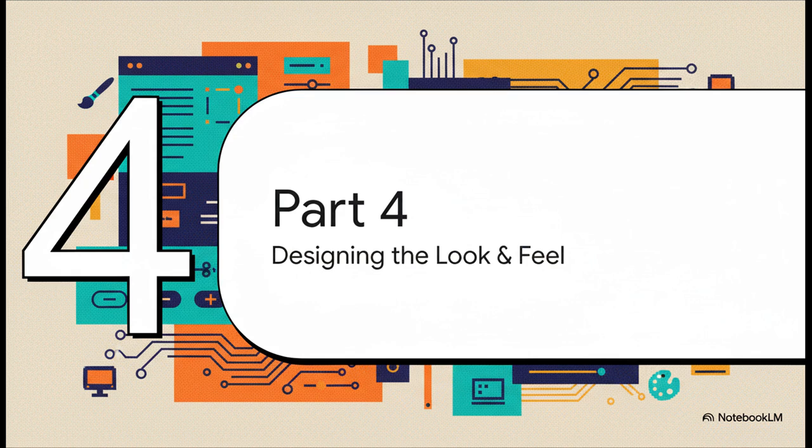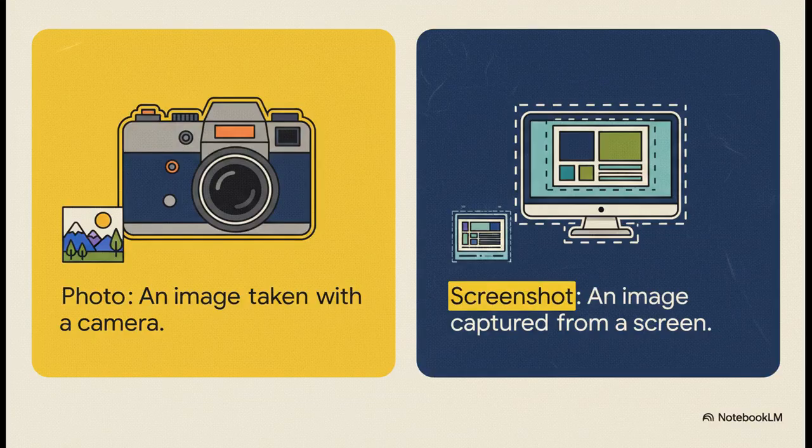All right, so the code is written, the logic is working, but an app is so much more than just the code running in the background. It's about what the user actually sees and touches. So let's talk about the look and feel. When you're building the visual side of an app, you're going to use all kinds of images. It can be a photo, taken with a camera to show a real-world product. Or it might be a screenshot, an image taken from a screen to show how a feature works. Picking the right kind of visual is all about clear communication.